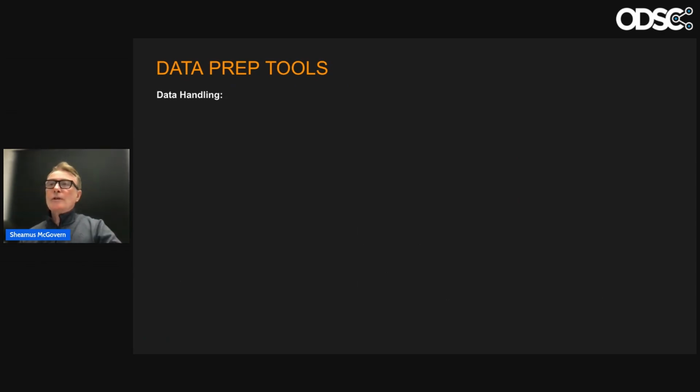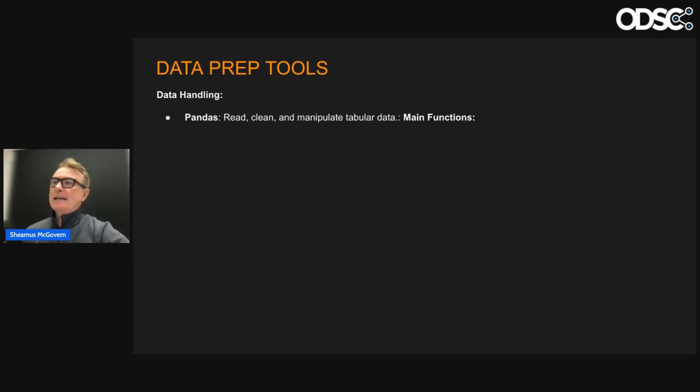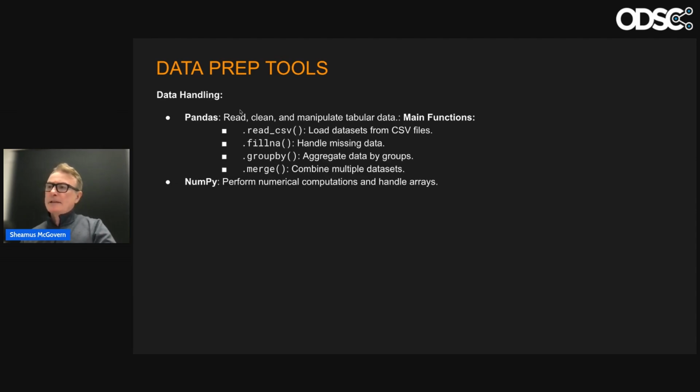The main tool we're going to focus on today is a very famous one. It's the Pandas library, and it has been prolific for the last decade. If you go into any data science or AI shop, chances are they're using that Pandas library from Wes McKinney. We can use that to read, clean, and manipulate tabular data. We can read in data, fill the data, group by. We'll also use NumPy, which is another famous library that helps with numerical computations.